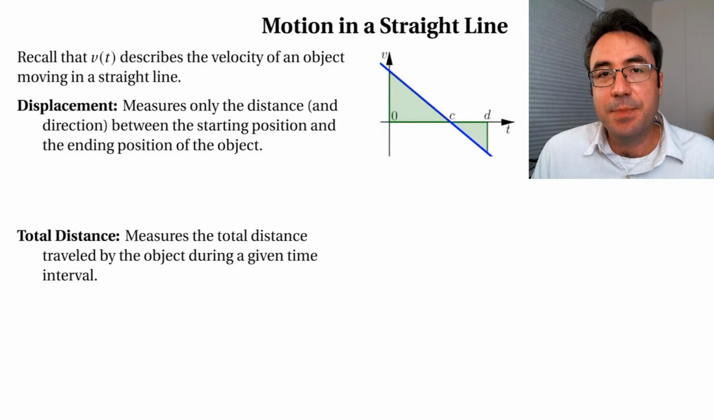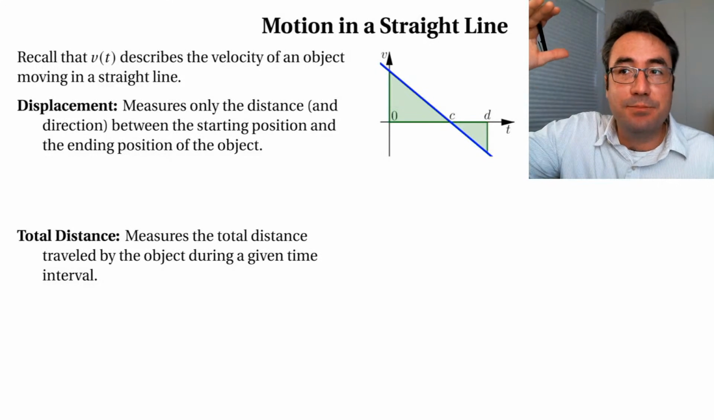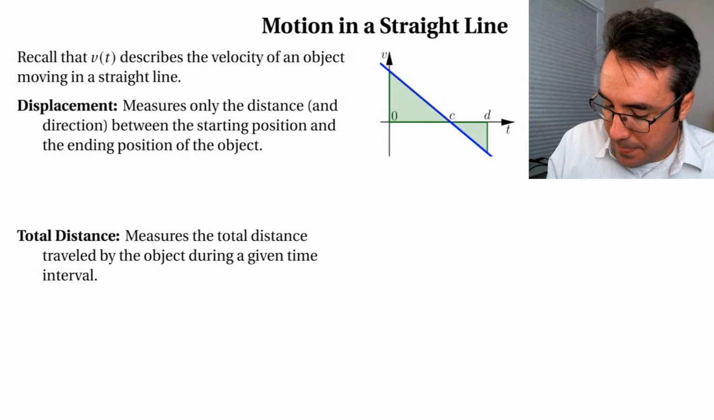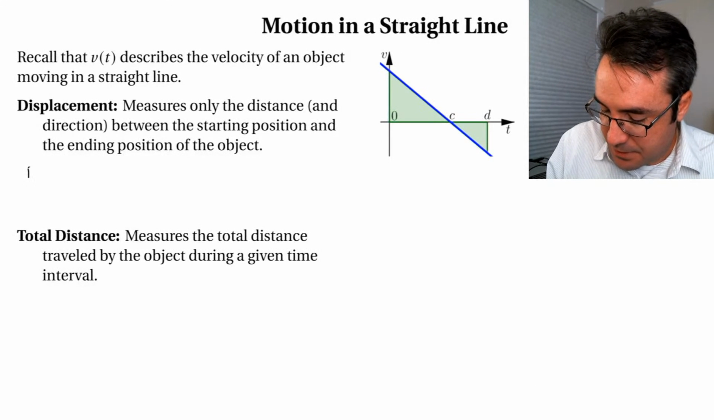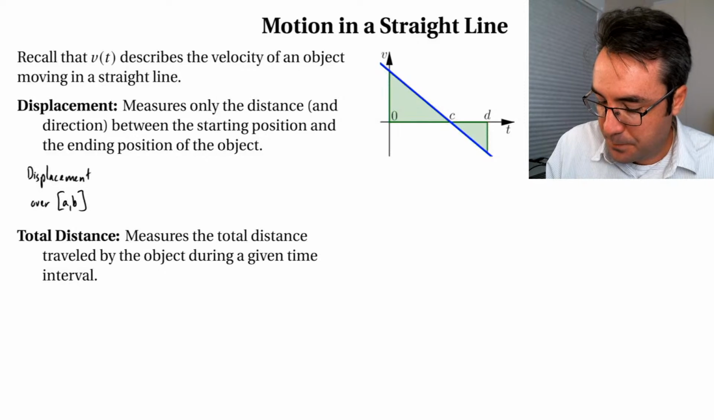And so what displacement is measuring is the distance between the starting position and the ending position, and your direction. Did you move to the right? Did you move to the left? Did you go up? Did you end up going down? And we know how to calculate this. So displacement over a time interval is equal to the integral from a to b of the velocity function.